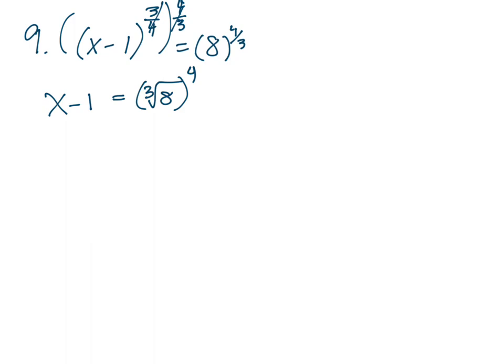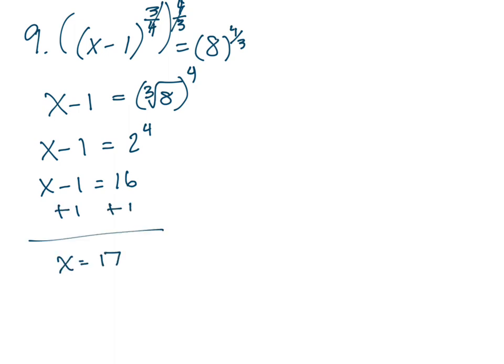I'm fine with that. X minus 1 is equal to, what is the cubed root of 8? 2 to the 4th. X minus 1 is equal to, what is 2 to the 4th? 16. So now we add that 1. Last step. 17. X is 17. Not so bad?